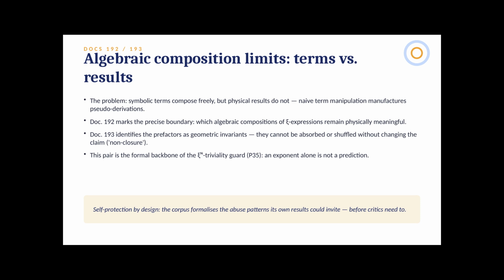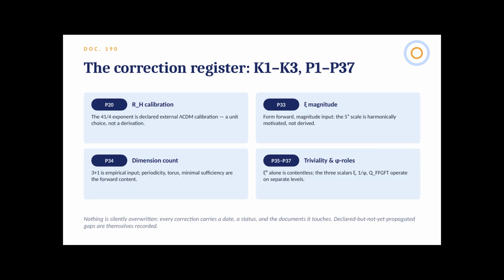Together, they form the backbone of what's called the Greek ξ to the n triviality guard, the warning that an exponent all by itself is not a prediction. The corpus formalizes the ways its own results could be abused before any critic has to point them out. FFGFT.